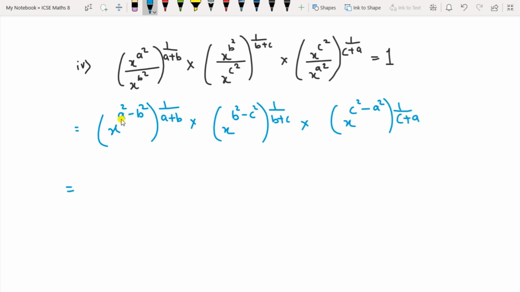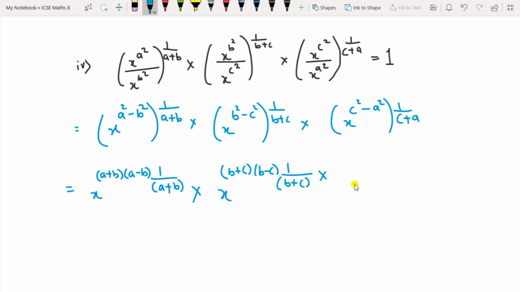So now this becomes, you have to split it into a plus b and a minus b. So this becomes x raised to a plus b into a minus b, and multiply this one 1 upon a plus b. Multiply by x raised to b plus c, this is b minus c, and 1 upon b plus c, and this is x raised to c plus a, this is c minus a, and 1 upon c plus a.